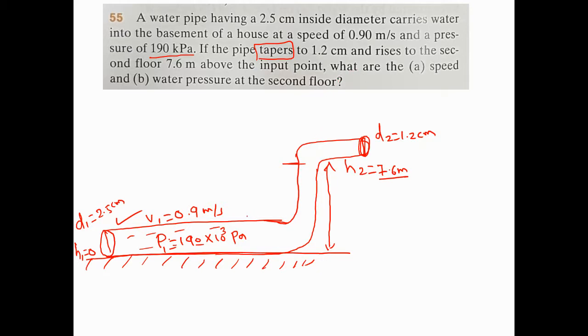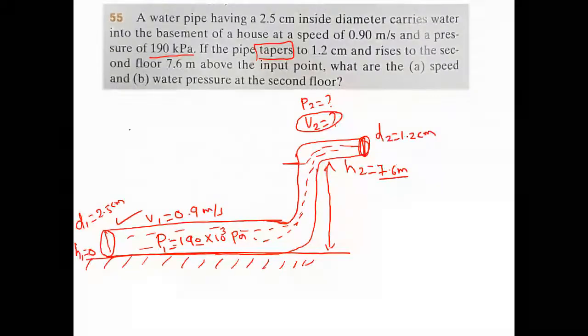That means the water is coming like this and going like this. Now we have to find what should be the speed here and also what should be the pressure here. We are going to calculate. Understand? Okay.